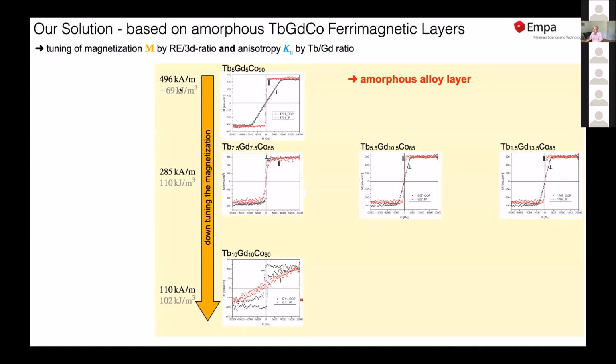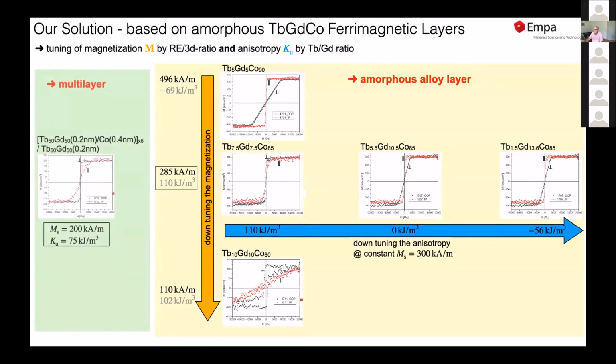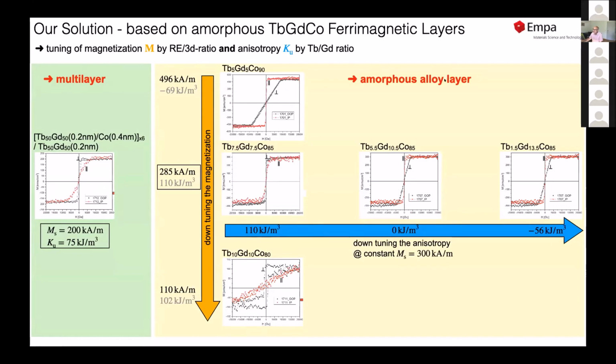The anisotropy is actually negative, so the system is in plane. But here it goes out of plane if you put a little more terbium. And then you see, although we reduce the 3D element, we keep the anisotropy at about the same level. So that means you can tune the magnetization without affecting too much the anisotropy. Then you can go this direction here, and here you can see that we can down-tune the anisotropy by increasing the gadolinium content. Now these materials can be grown as amorphous alloy layers or also as a multilayer, and here you can change the ratio by the thicknesses of the rare earth and 3D elements.